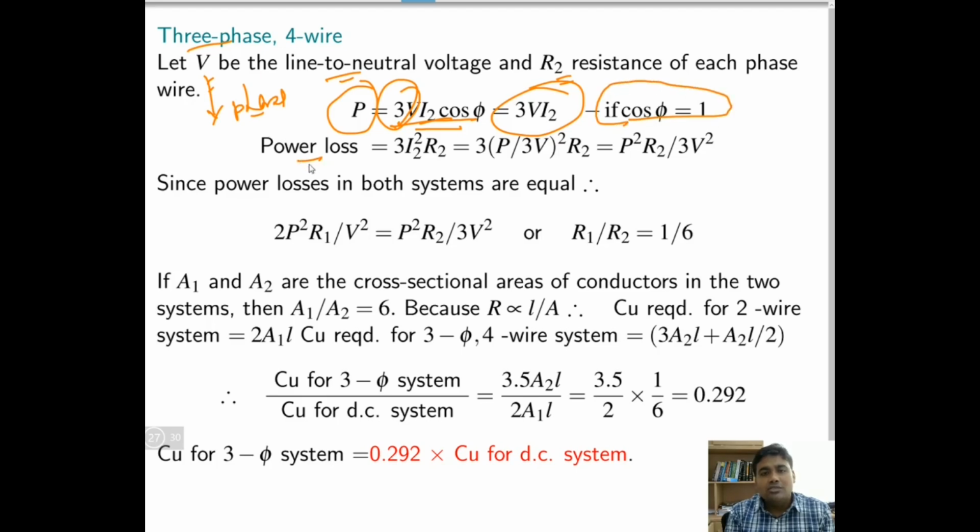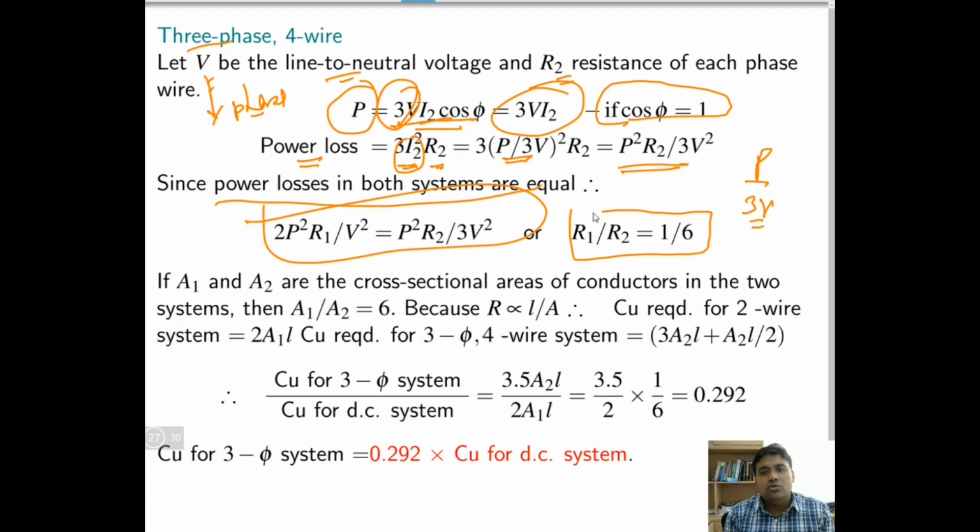So the power loss that you have is 3 times I2 square into R2, where you substitute the value of the current I2 as power divided by 3V, because you have 3 voltage. So this is how you get the power loss. Now we have been told that the power loss is equal for the two cases. So equate it. On equating, you are getting the resistance ratio R1 by R2 is equal to 1 by 6.